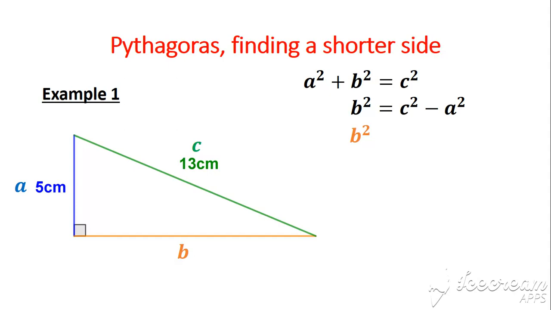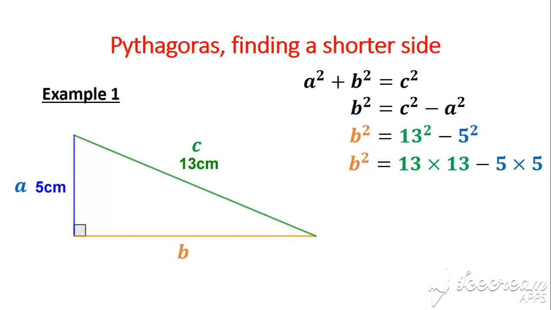Right, so B squared is equal to C squared. Well, C is 13, so 13 squared. Minus A squared. Well, A is 5, so minus 5 squared. So B squared is equal to 13 squared minus 5 squared. It's not a plus, it's a takeaway, because we're trying to find a shorter side, not the long side.